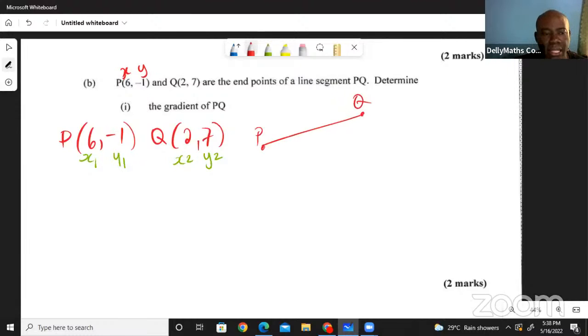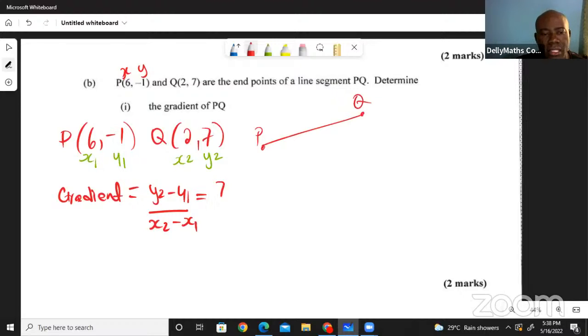Now, what is the gradient? Remember the formula for the gradient. And we don't get this formula from CXC, so we're going to have to know this. It says the change in Y, which is Y2 minus Y1 over X2 minus X1. A lot of people tend to know this formula. So if we have this formula down, then we can easily substitute what we just wrote.